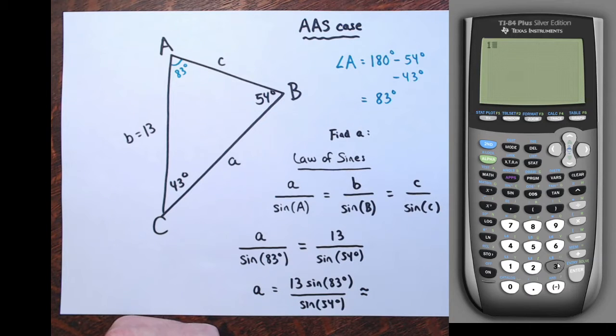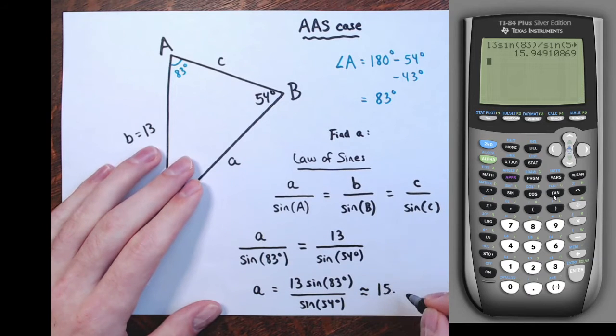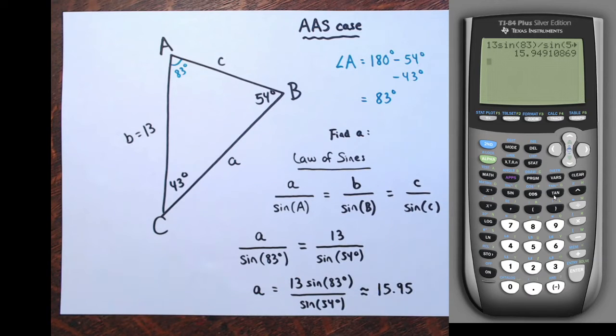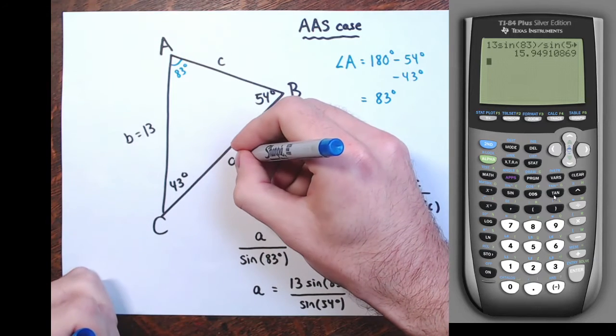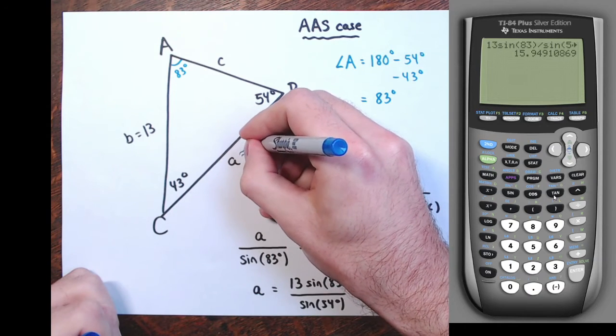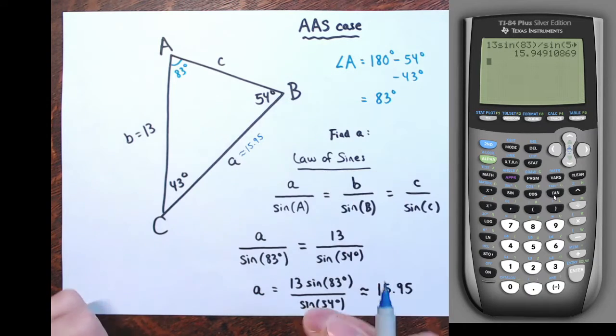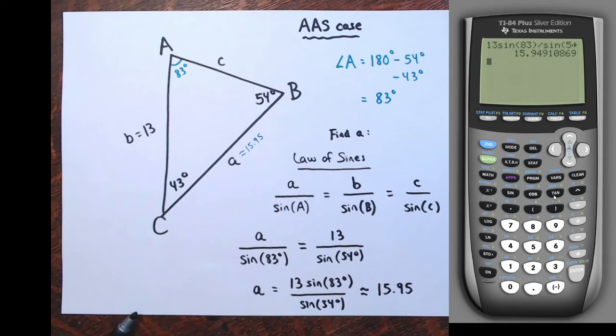Then we'll do 13 times the sine of 83 divided by the sine of 54. And we're getting about, to 2 decimal places, 15.95 if I rounded to 2 decimal places. All right, so I'm going to put that on my picture. This is about 15.95 units long. Great.